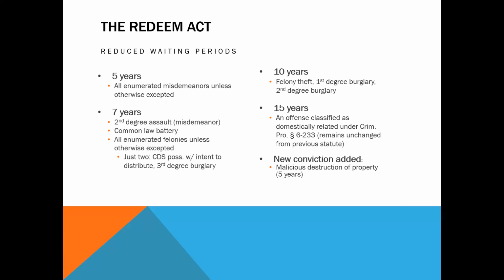That is something that is at the discretion of the state's attorney to basically just categorize the offense that they are bringing against the person as domestically related. So commonly you might see that in like 2nd-degree assault, malicious destruction of property, maybe even unwanted telephone harassment, things like that. And this is just at the discretion of the prosecutor.